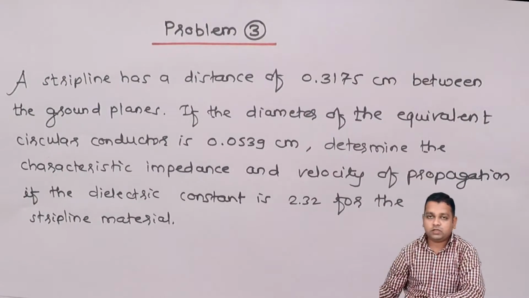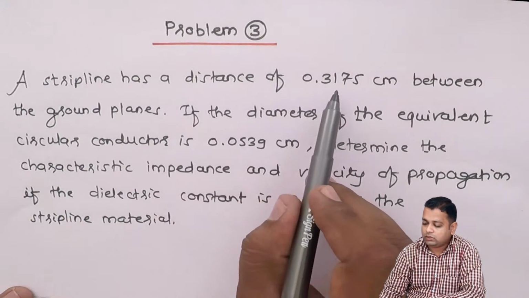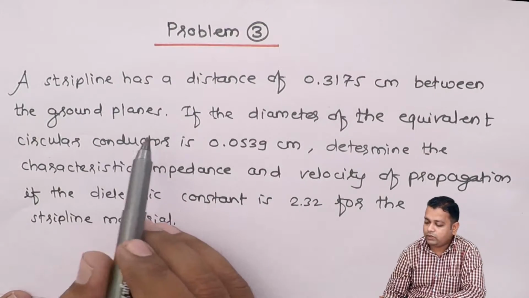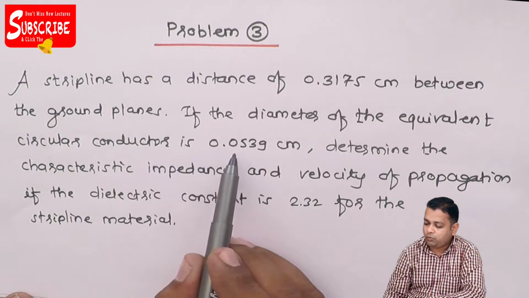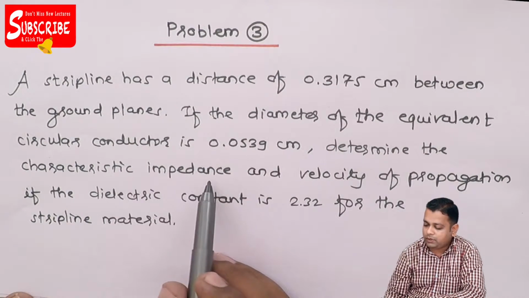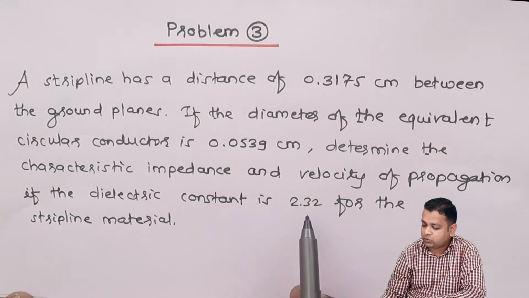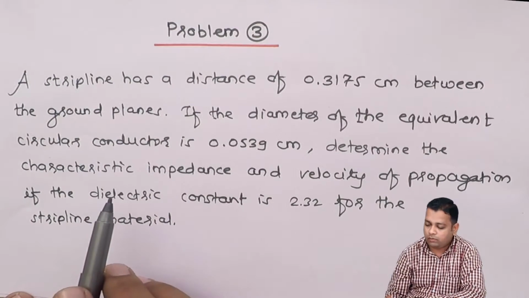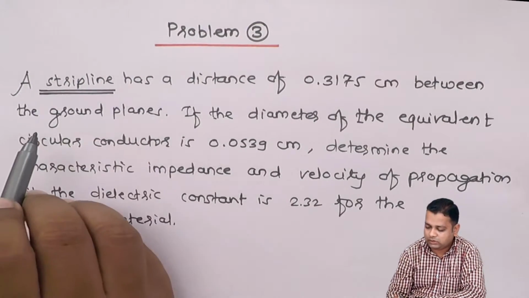So the problem statement is with us. A strip line has a distance of 0.3175 centimeter between the ground planes. If the diameter of the equivalent circular conductor is 0.0539 centimeter, determine the characteristic impedance and velocity of propagation if the dielectric constant is 2.32 for the strip line material. So in this particular problem statement, the given data for the strip line transmission line is with us.